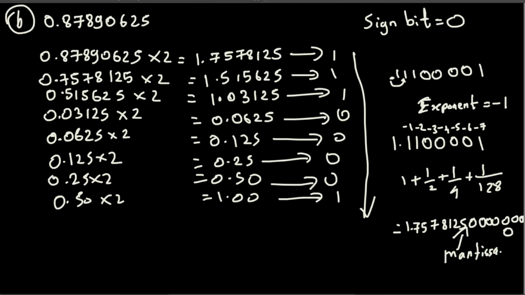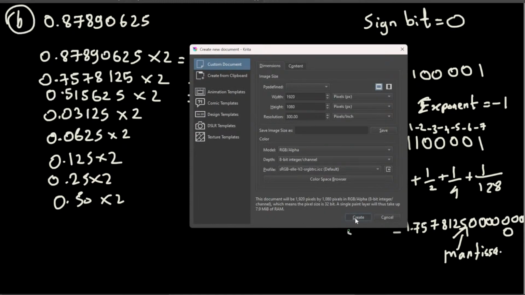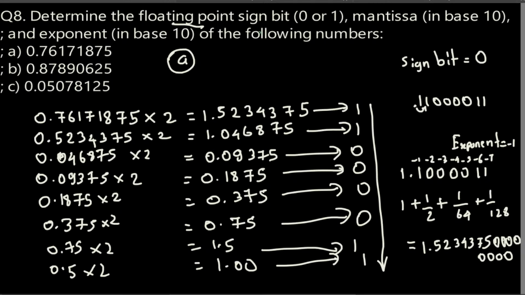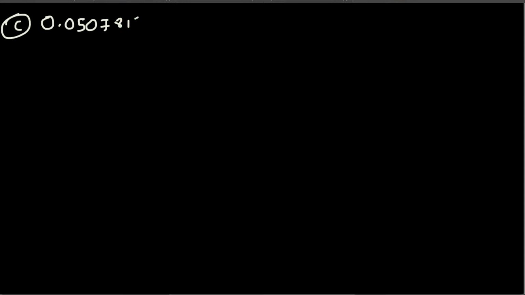Okay, now let's look at the C part. For the C part, I grab this number 0.05078125. This is a positive number, so the sign bit is going to be 0. And to find out the exponent and mantissa, I had to convert this one into binary. To convert it into binary, I keep on multiplying by 2.